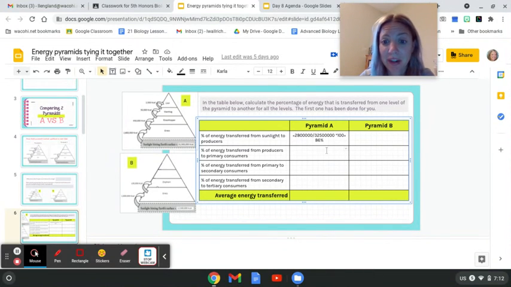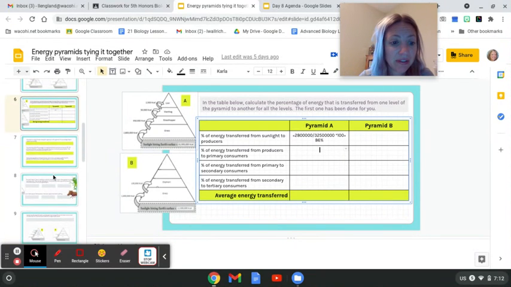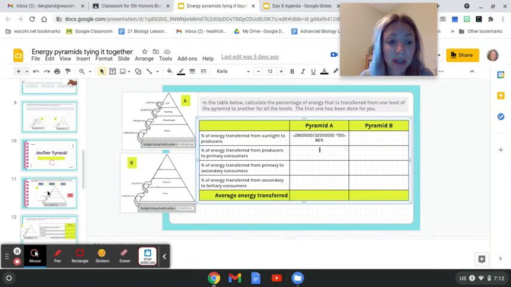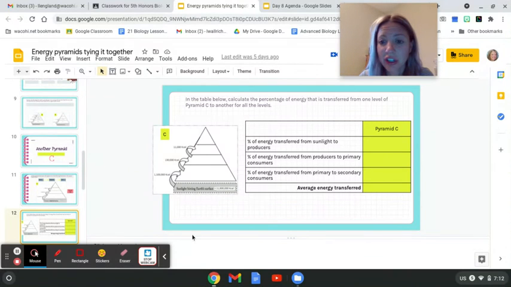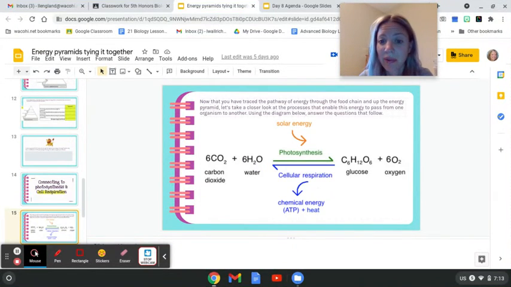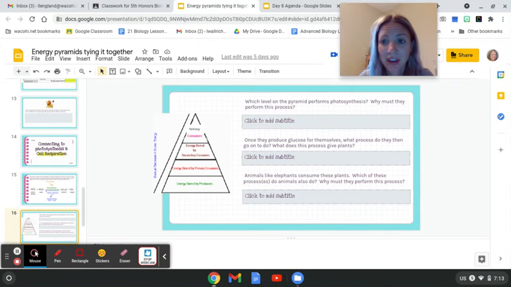So you're comparing pyramid A to pyramid B, and then you're going to answer some questions about it. Then finally, the second portion is you get an additional energy pyramid, pyramid C, and you're going to do the same calculations. When you're done, you are going to connect this to what we've been learning so far. Okay, good luck. If you have any questions, feel free to email me. But I hope you have a good start to your day.